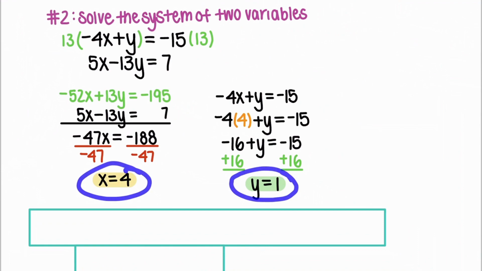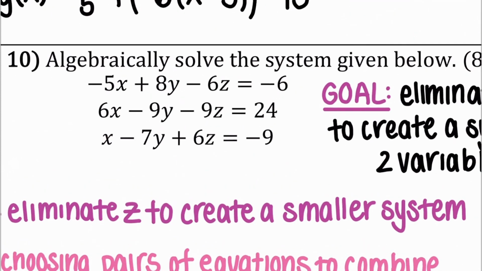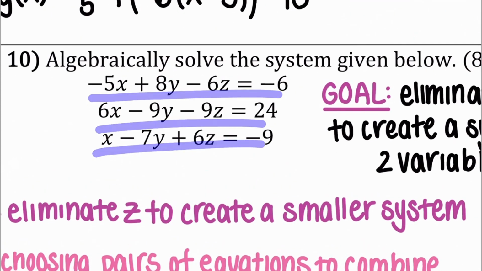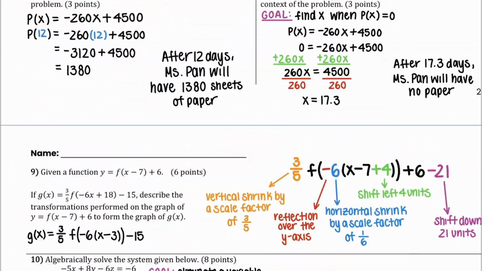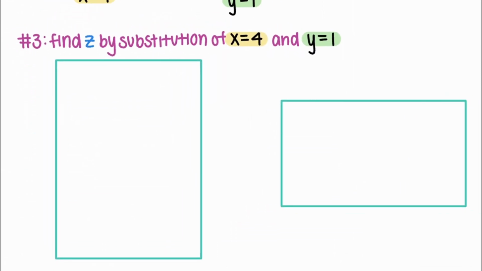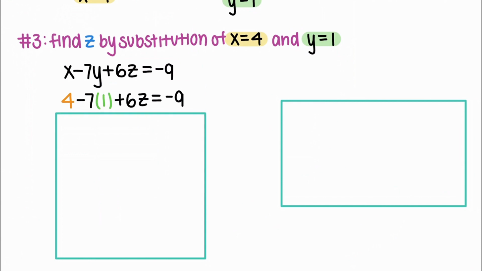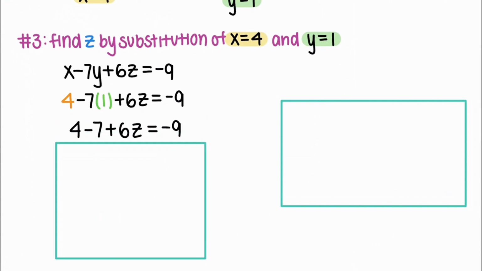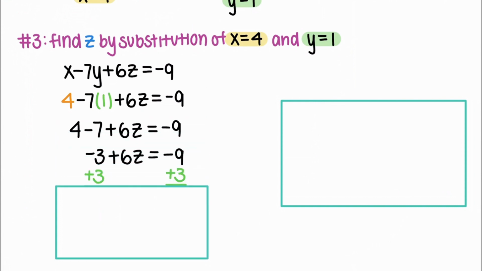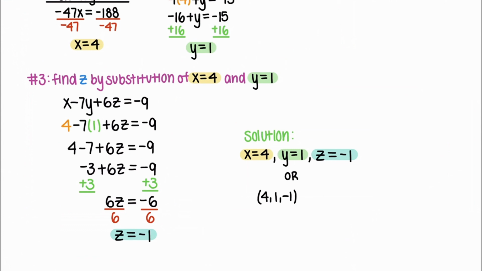And at this point, the moment that we have two variables, we can finally finish the question by finding z. And so we can choose one of the original equations that we have in the problem to find the value of z. You can use whatever you want. I am going to use the last one because no reason, just because. So after substitution, we have 4 minus 7 times 1 plus 6z is equal to negative 9. Then we have 4 minus 7 plus 6z is equal to negative 9. And then continuing, giving us z is equal to negative 1. And that concludes our question right here.